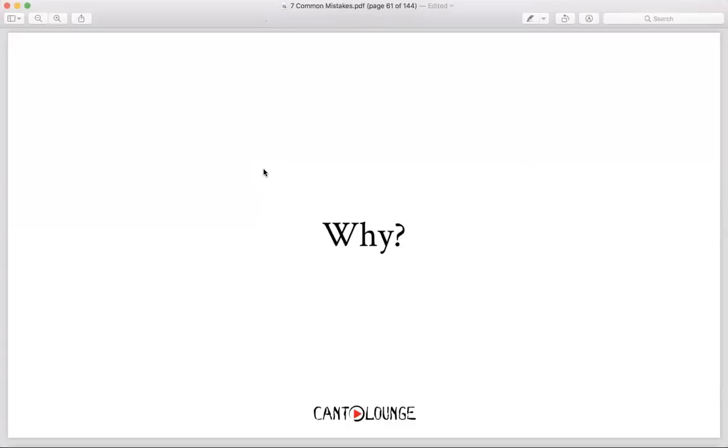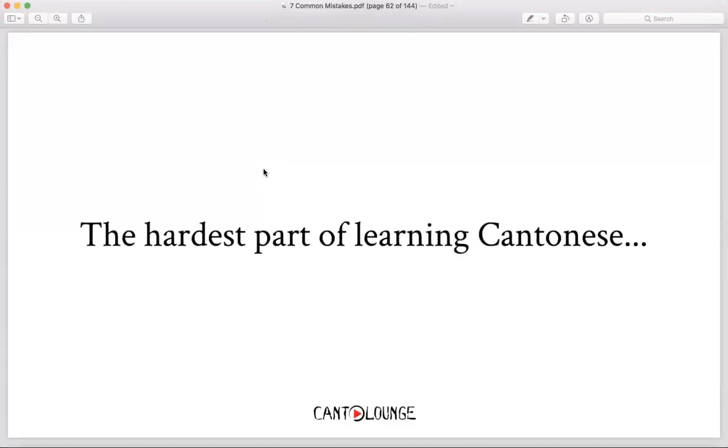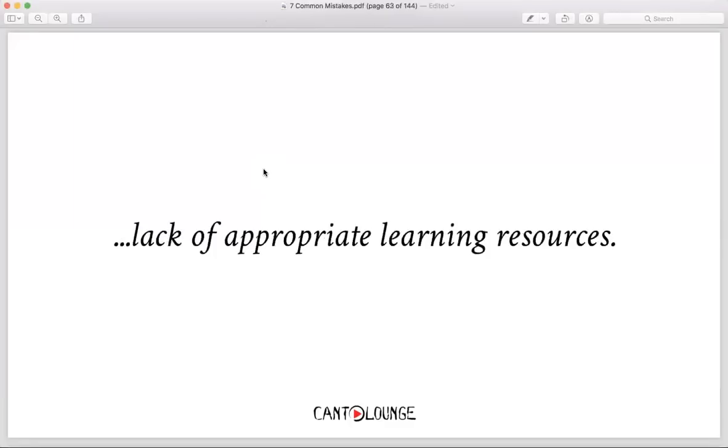But more importantly, the question we want to ask is, why is it hard to be consistent, especially in Cantonese? I've said this a few times before in various places, for example in the complete guide to learn Cantonese. To me, the hardest part of learning Cantonese is not actually learning the language itself. It's the lack of appropriate learning resources, especially in the intermediate stages. If you've learned Cantonese for a while, you'll come to agree that it's super hard to find something after the beginner stages.